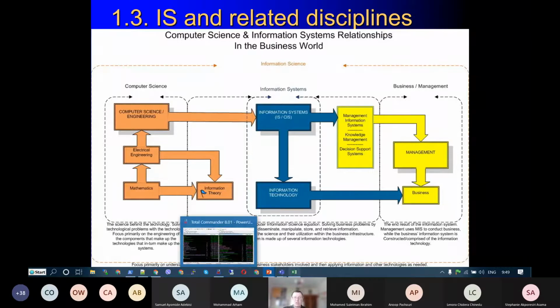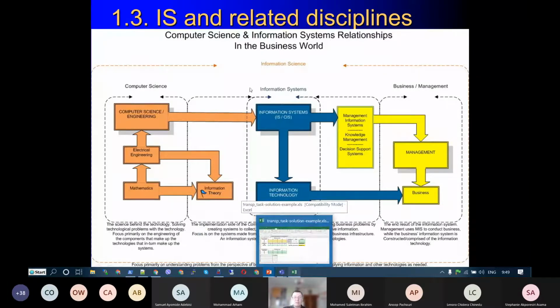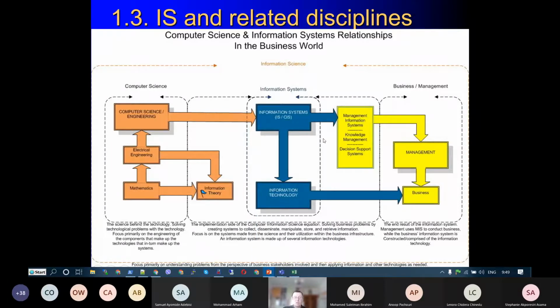So here is actually a generalized chart, and here we can see how we can join all this together: information science or informatics in general, and information technology, with the aim of studying and developing effective information systems.